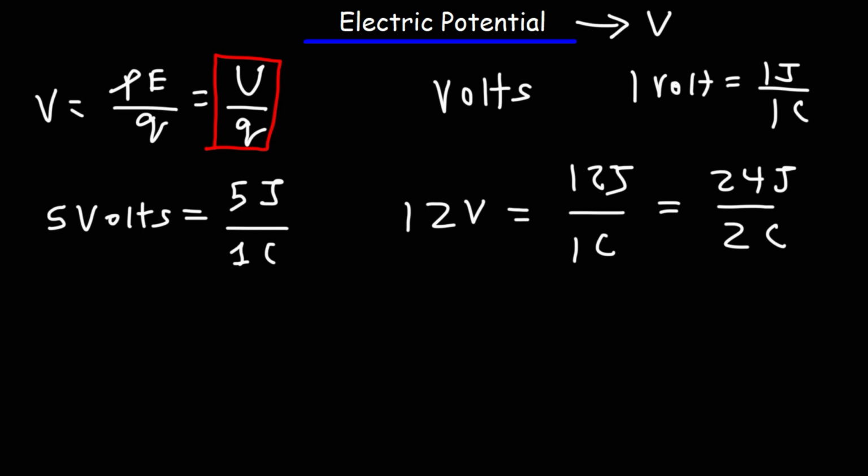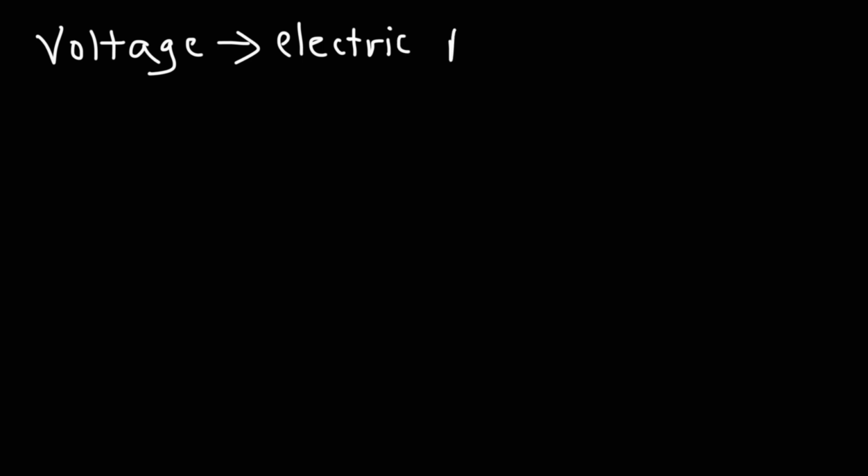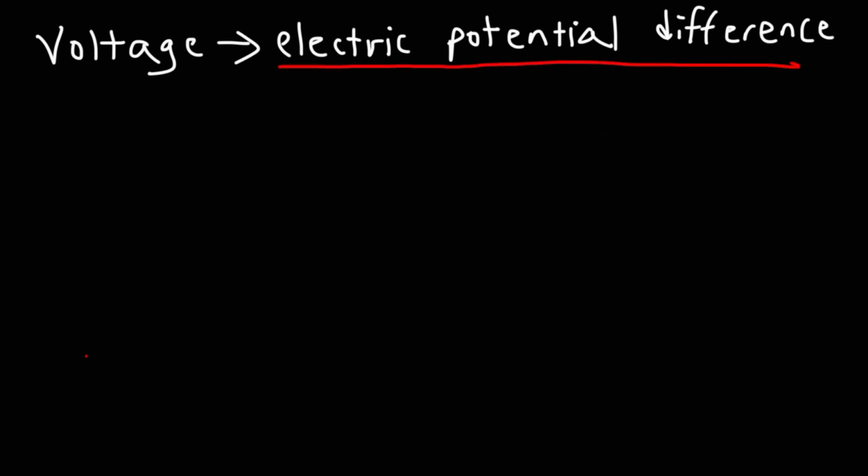So now that we've defined electric potential as potential energy per unit charge, let's relate it to something more familiar, that is voltage. Voltage is electric potential difference. Voltage is the change in electric potential. By the way, you may want to take down these notes if you have a piece of paper and a pen with you, or a sheet of paper rather.